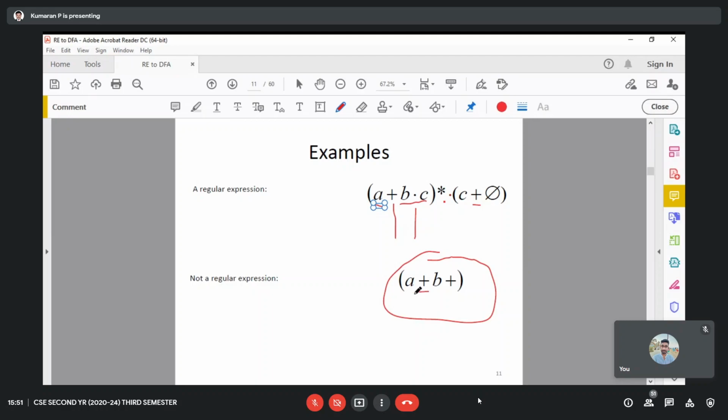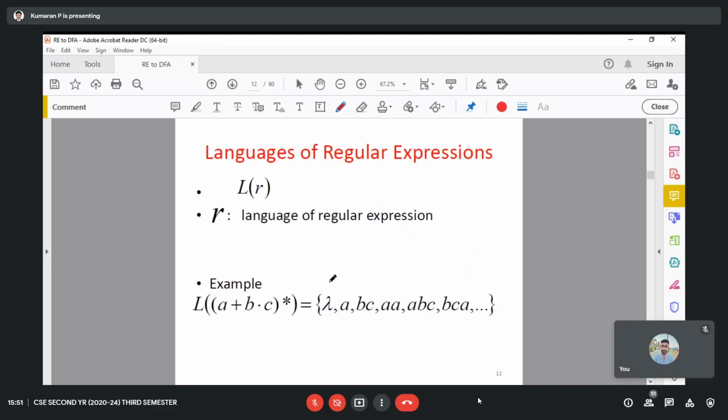And this is not a regular expression, because a union is between two symbols, or we will call it between two strings. Here you can see a and b is fine. Then what about this plus? This union with what? There is no proper input, so this is not considered a regular expression.